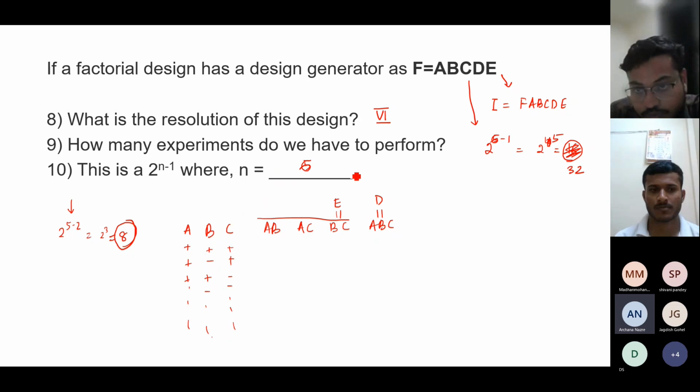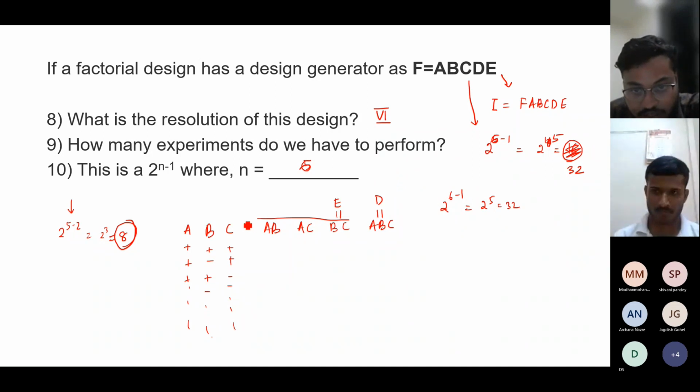2 to the power of 6 minus 1. For that, please show me the design. 2 to the power 6 minus 1, so this is 2 to the power 5, which is 32. So we'll have a base design of 2 to the power 5, which is 5 factors. So we'll have A, B, C, D, E.